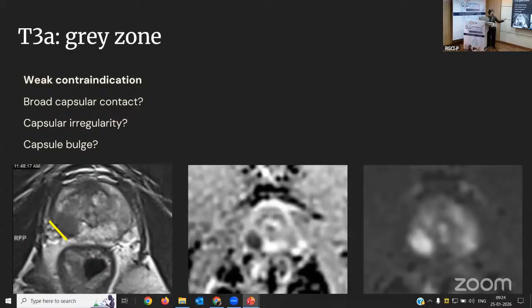In the Indian population, this, I feel, is the biggest challenge, because Indian cancers are big. Patients come later with advanced cancers, aggressive lesions. We don't have screening. So lesions are typically more than a centimeter in size. So we have to call those lesions T3A. T3A technically is EPE, because as per the PIRADS document, T3A is an indirect sign of extraprostatic extension based on broad contact, irregularity, and bulge, etc.